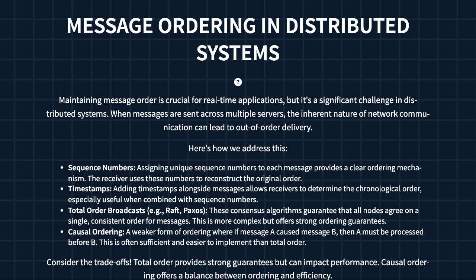We can use things like sequence numbers, giving each message a unique number so the receiver knows where it fits in the overall stream. Timestamps are also useful, letting us know when messages were actually sent. For truly robust ordering, you might look into consensus algorithms like Raft or Paxos, but those are more complex and can sometimes slow things down. Finally, causal ordering: if message A causes message B and it has to be processed before B, that's a good balance between order and speed.